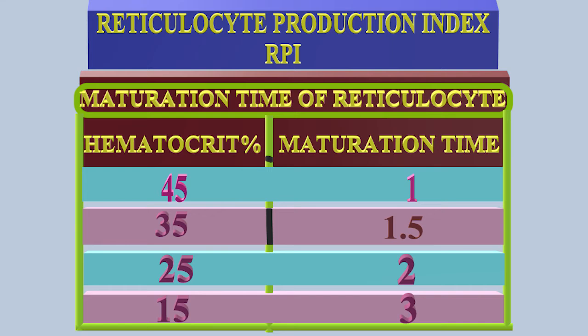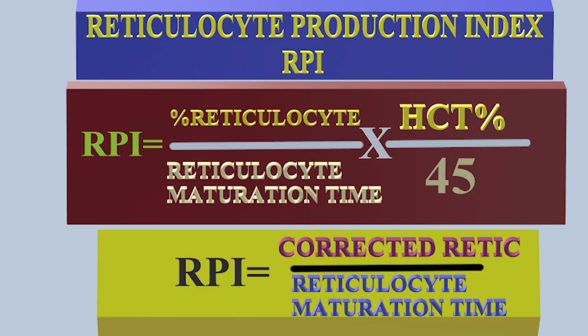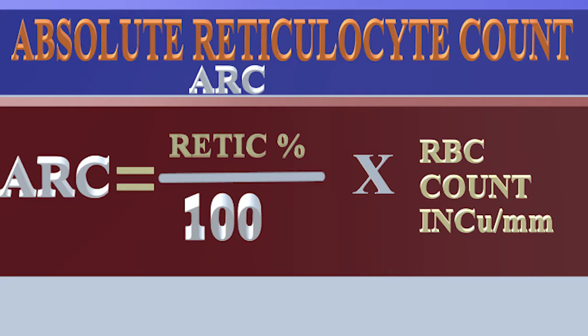Reticulocyte production index, that is RPI, is calculated by corrected reticulocyte percentage divided by maturation correction. Absolute reticulocyte count, that is ARC, can be calculated by reticulocyte count in percentage divided by 100 multiplied by RBC count.